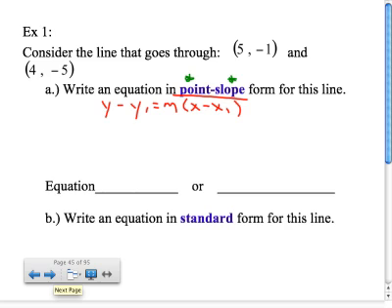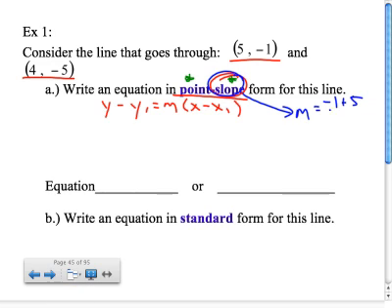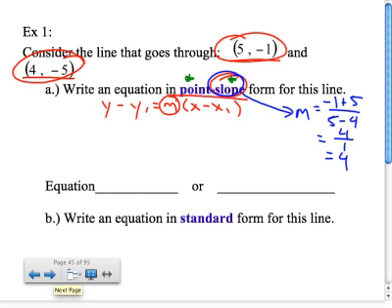Well, they give us 2 points. They give us (4, -5) and (5, -1), so we can use that to find slope. If I want to find slope here, m equals y2 minus y1 over x2 minus x1. And so that gives me 4 over 1, which is just 4. So my slope is 4. Now my life is real easy because I know m is 4. So there's potentially 2 equations you could write here. You can pick either one of these 2 points, and they would give you equivalent equations.